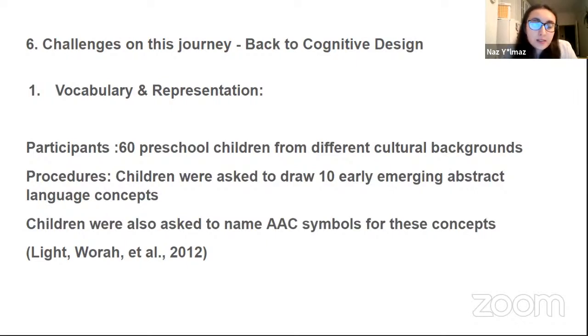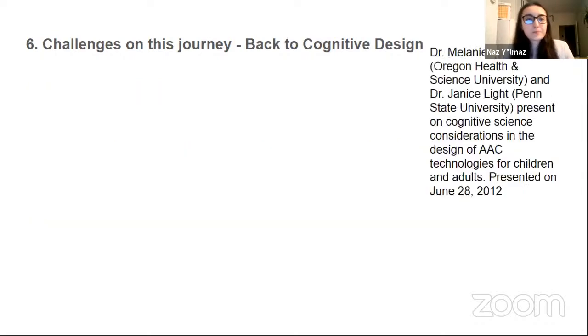So this is the study. Participants: 60 preschool children from different cultural backgrounds. Procedure: children were asked to draw 10 early emerging abstract language concepts. Children were also asked to name AAC symbols for these concepts.